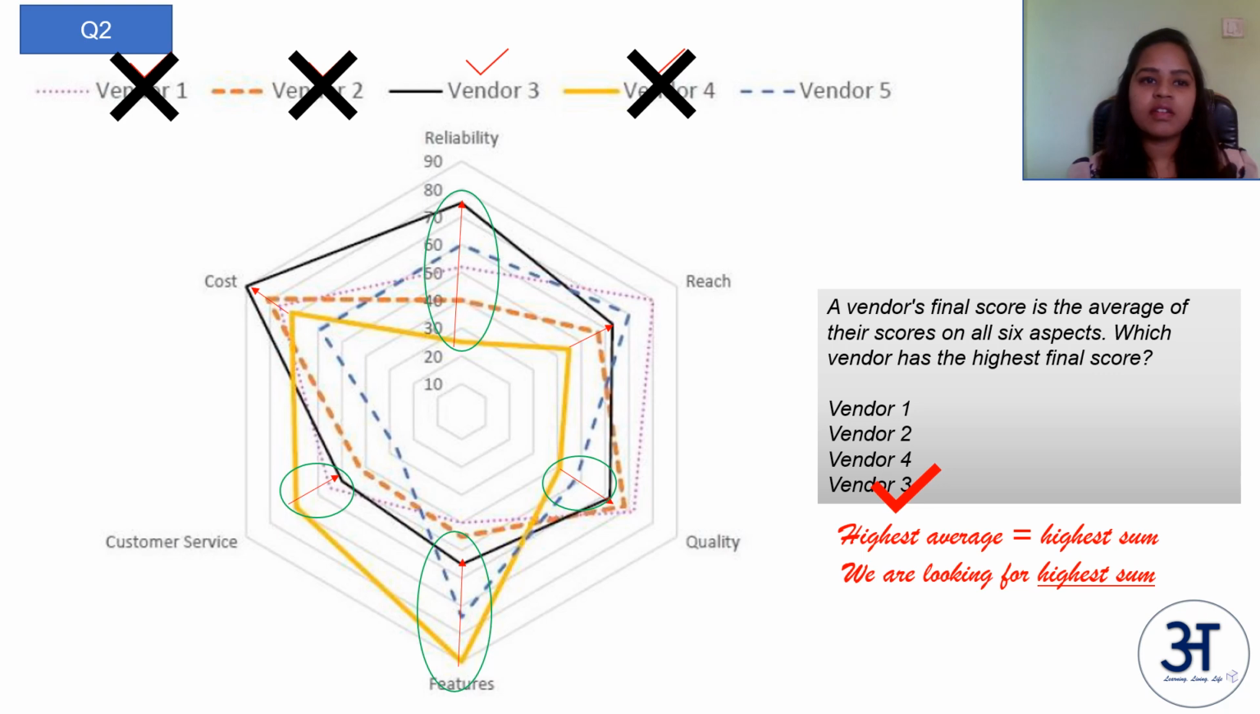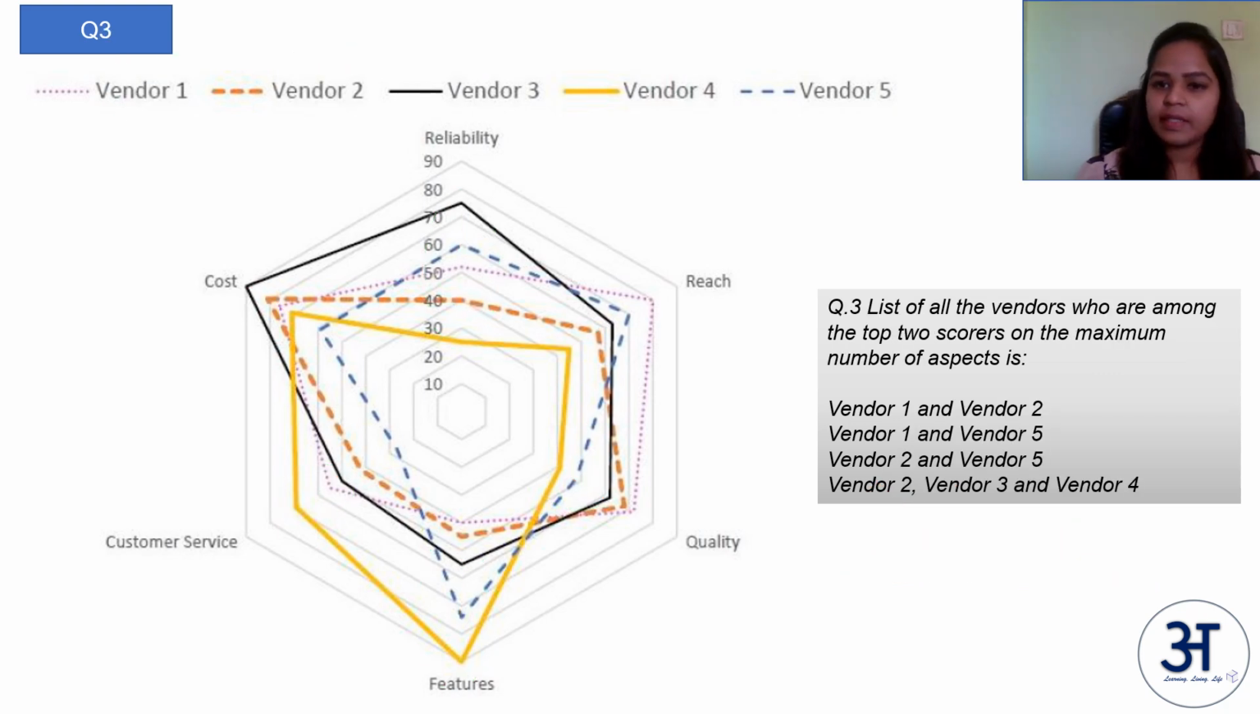So now let us look at question 3. Question 3 is something like this: list of all the vendors who are among the top 2 scorers on the maximum number of aspects. So it wants the list of those vendors who are in either 1 or 2 in the maximum number of aspects. I have seen a lot of students solving by taking each aspect and writing down which one is first and which one is second, and then doing all that. So I'm going to solve it a little differently. I'm going to first look at the options.